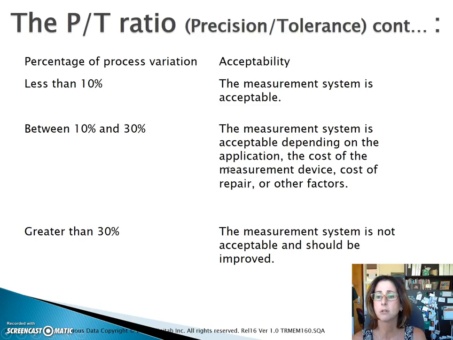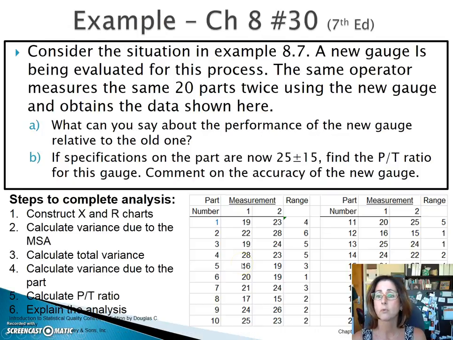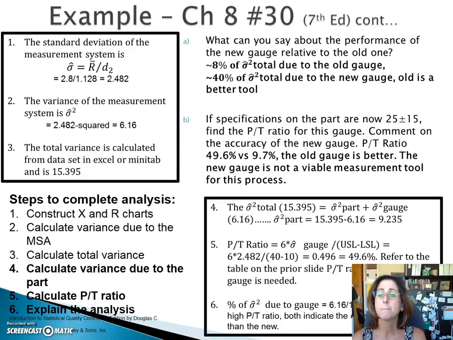And if we go back to our table, we can see that while 18 is not less than 10, depending on what our product is, what the application is, that very well may be acceptable for the old gauge. The new gauge is greater than 30%, almost 50%, so that is definitely not acceptable. So back to the original question, in both cases, when we look at the variance of the gauge as a percent of total, the old gauge wins. When we look at precision tolerance ratio, the old gauge wins because it has a lower precision tolerance ratio, even with the updated specification limits. And that is the answer to that problem.